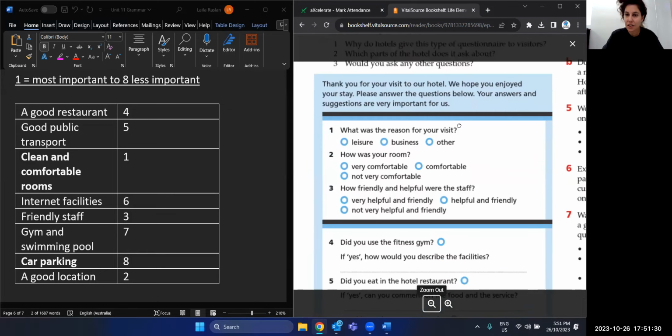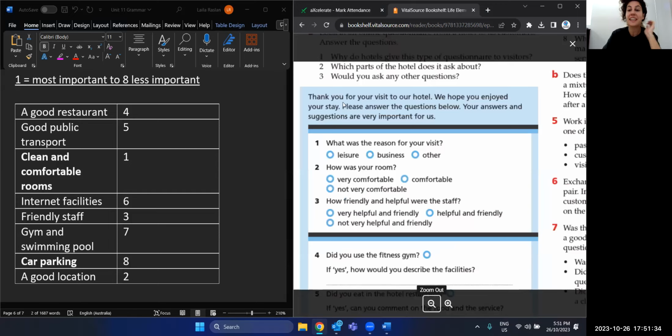So we can see this is a questionnaire here. It's got a little bit of an introduction. It says, thank you for your visit at our hotel. We hope you enjoyed your stay. Please answer the questions below. Your answers and suggestions, remember suggestions, we give what we think, are very important to us.